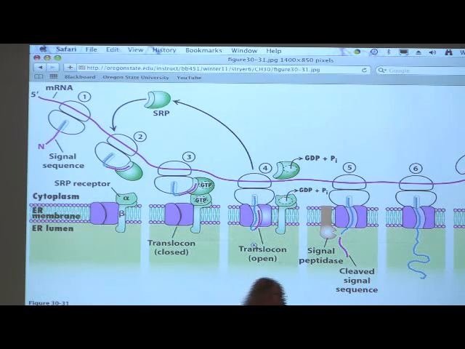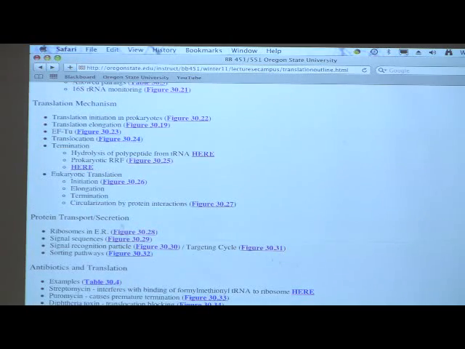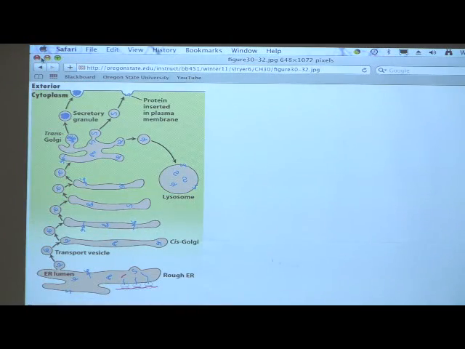Okay. Moving on. You can see more of the movement of various things to other places, as I was talking about before.